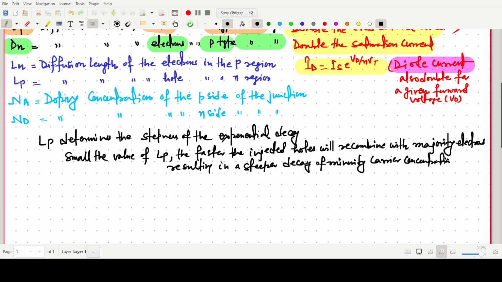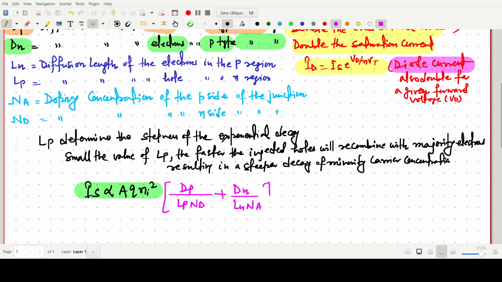Basically our concern is that Is is a function of A Q Ni square. In addition, some other parameters are also there. If you remember this simple terminology, you can say saturation current is proportional to the area, charge, and intrinsic carrier concentration, along with terms like Dp by Lp Nd plus Dn by Ln Na. But most of the time we are focusing on the first part, so I will try to give one numerical problem.